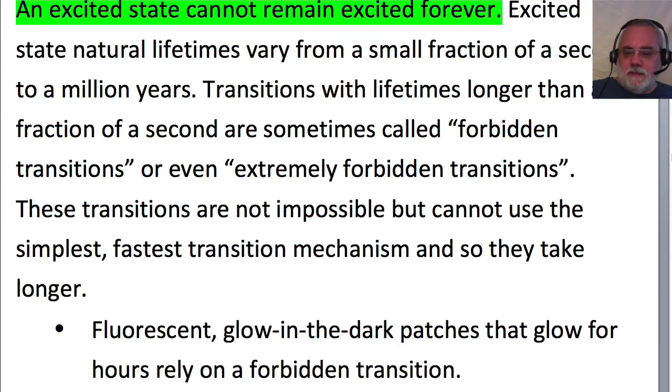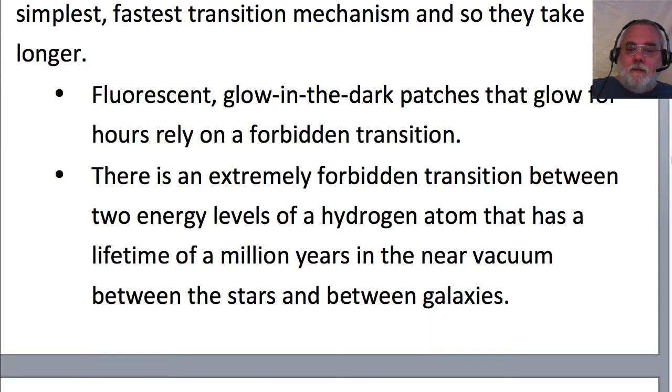Fluorescent glow-in-the-dark patches that glow for hours rely on a forbidden transition between energy levels in an atom. There's an extremely forbidden transition between two energy levels of a hydrogen atom that has a lifetime of 1,000,000 years in the near vacuum between the stars and between galaxies. And those photons that get emitted and absorbed are important in radio astronomy.